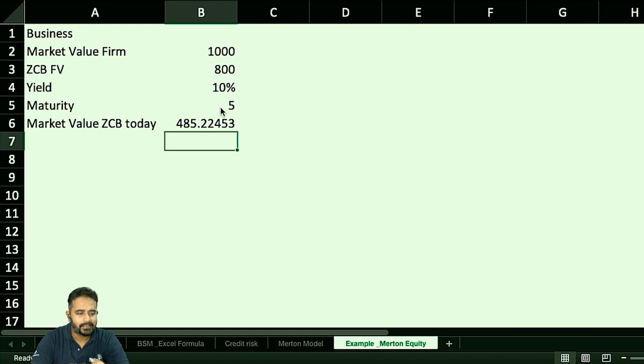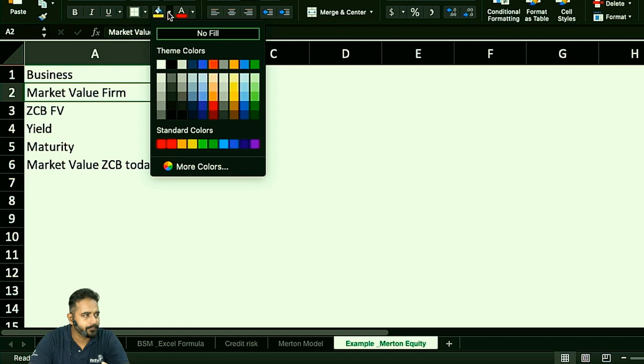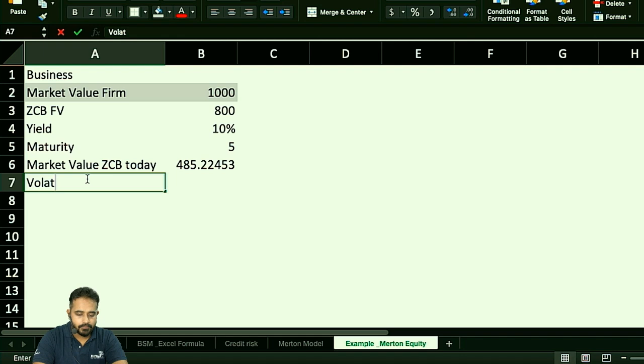Now what is the challenge here? The challenge here is to figure out, and that's what makes the model a little theoretical, what is the market value of the firm, correct? Getting this particular number is slightly challenging to figure out. But what is even more challenging is to figure out what is the volatility of the value of the firm.